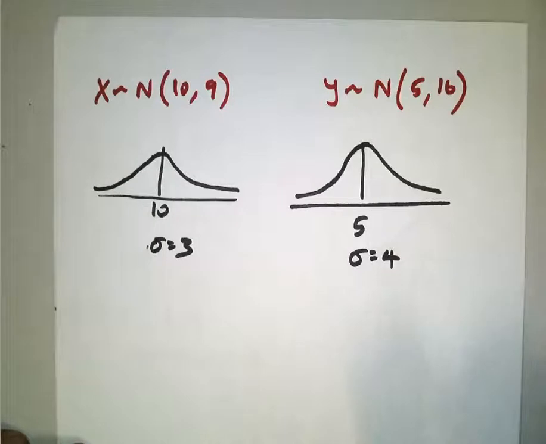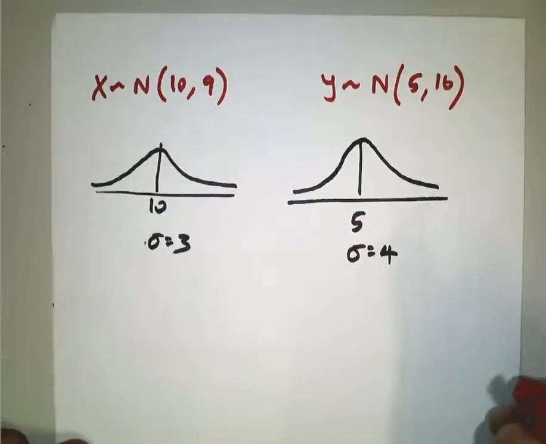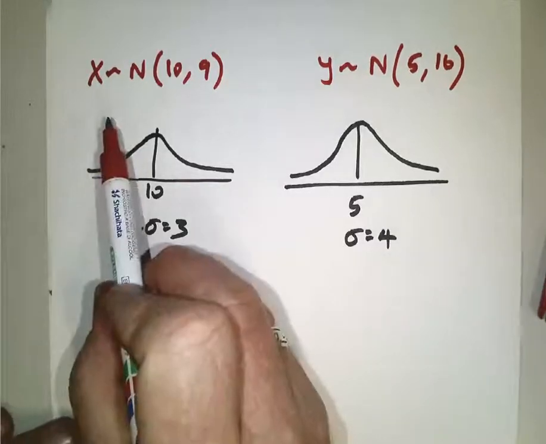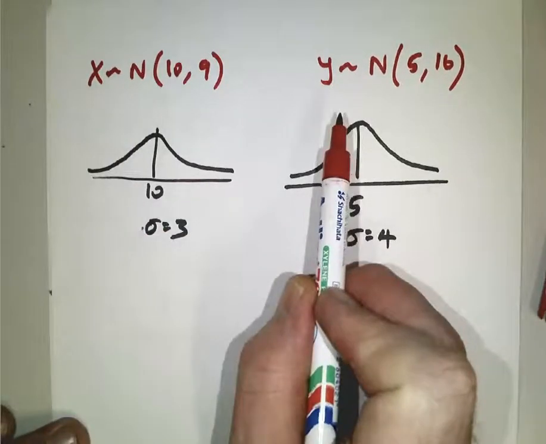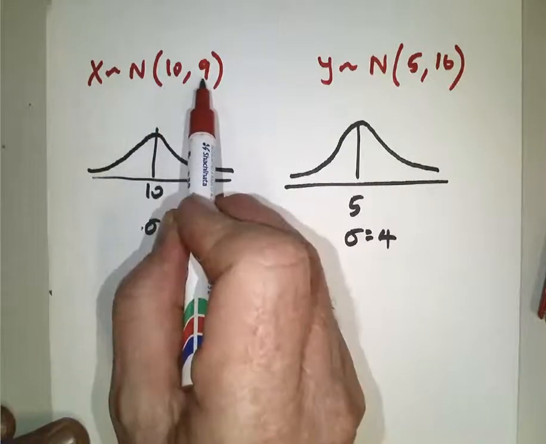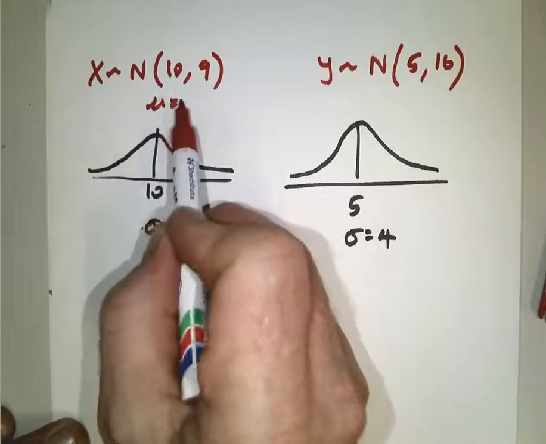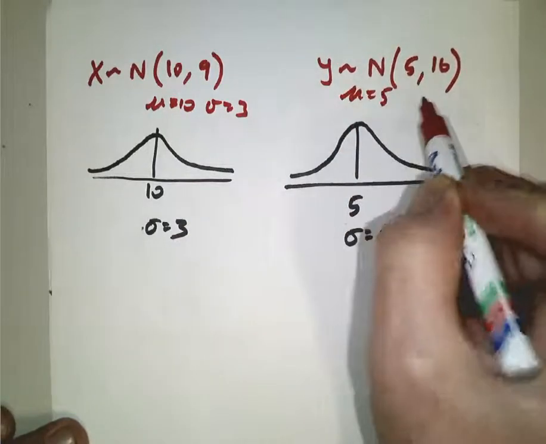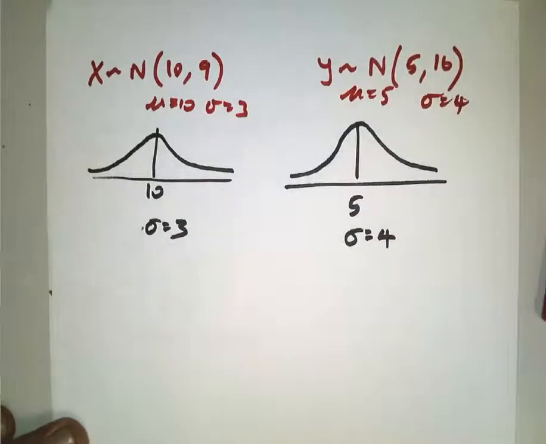This is Year 12 Methods, and it's the normal distribution and introducing the standard normal distribution Z. If I have two independent normally distributed variables, X and Y. X is normally distributed with a mean of 10 and a variance of 3, whereas Y has a mean of 5, but its variance is bigger at 4. It's very hard to compare these distributions.